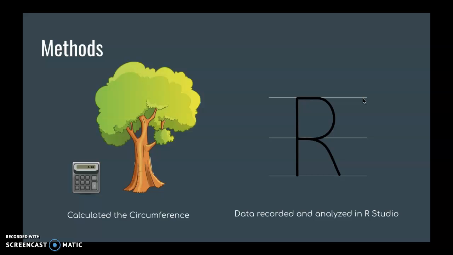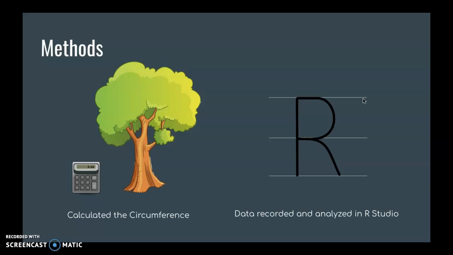With the constant measurement of 4.5 feet from the ground up the trunk of the tree, the circumference was then obtained at exactly the 4.5 feet mark, then divided by pi, 3.14, to get the DBH of the tree. After, the data was recorded and analyzed with graphs and statistical tests using RStudio.